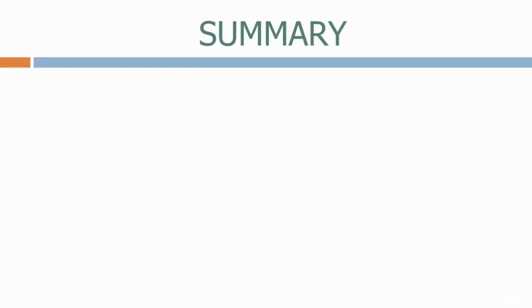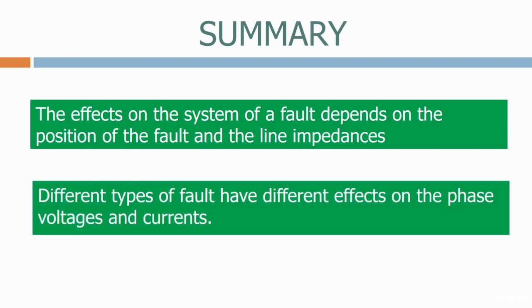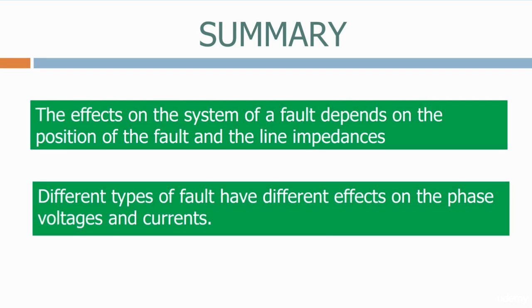Let's summarise what we've learned today. The effects on the system of a fault depends on the position of the fault and the line impedances. Different types of fault have different effects on the phase voltages and currents. You should now understand how the different fault types affect the currents and voltages on the network. This is a key section, so please do not hesitate to go back and do parts again if something doesn't make sense. I have attached some questions on today's section to test your knowledge.